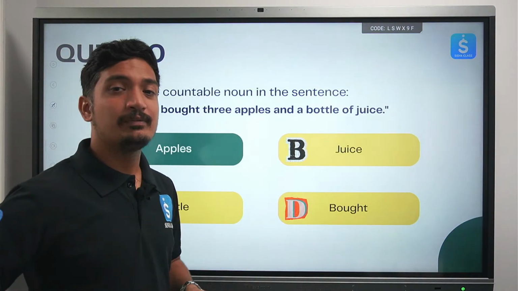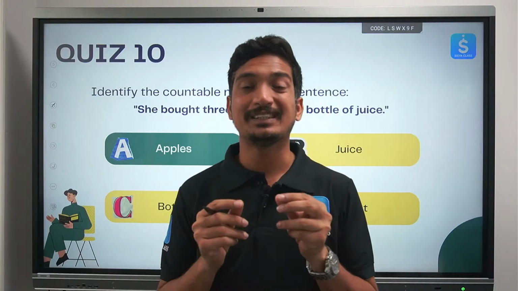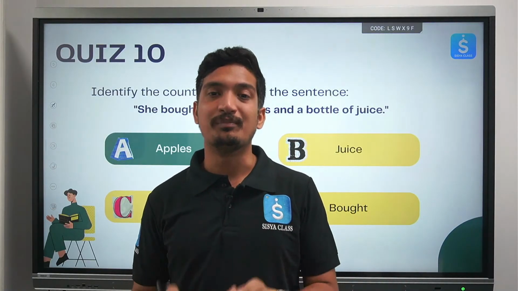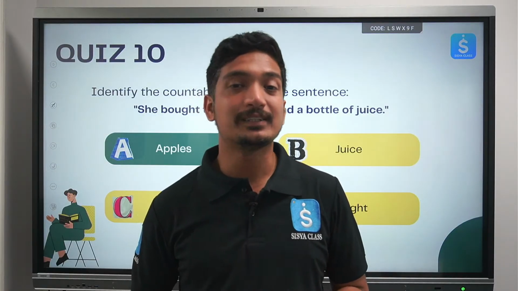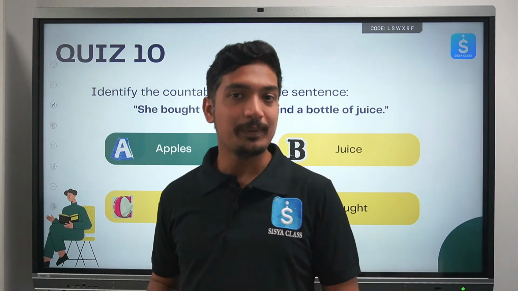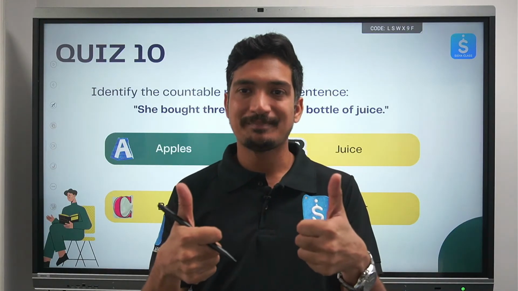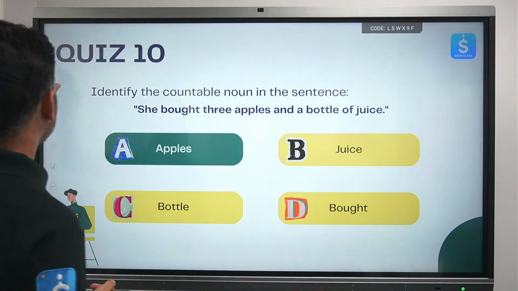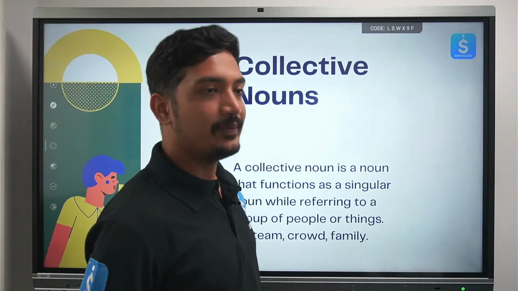However, if you had selected bottle also, that would also be fine because you can still count the number of bottles. Okay, so nouns which can be counted are called countable nouns, and nouns which cannot be counted are called uncountable nouns. I believe this is clear to all of you, right? Okay, let's move ahead. Now we have some special types of noun that I want to talk about.